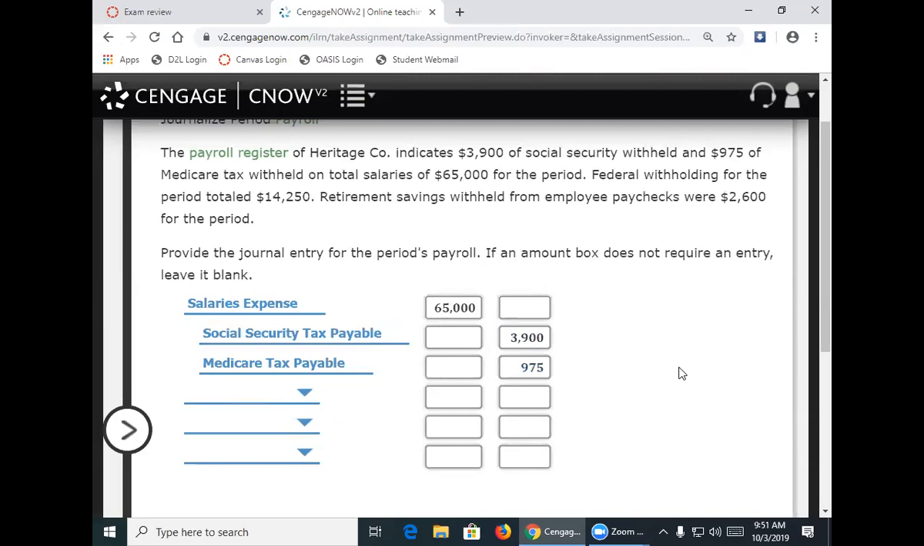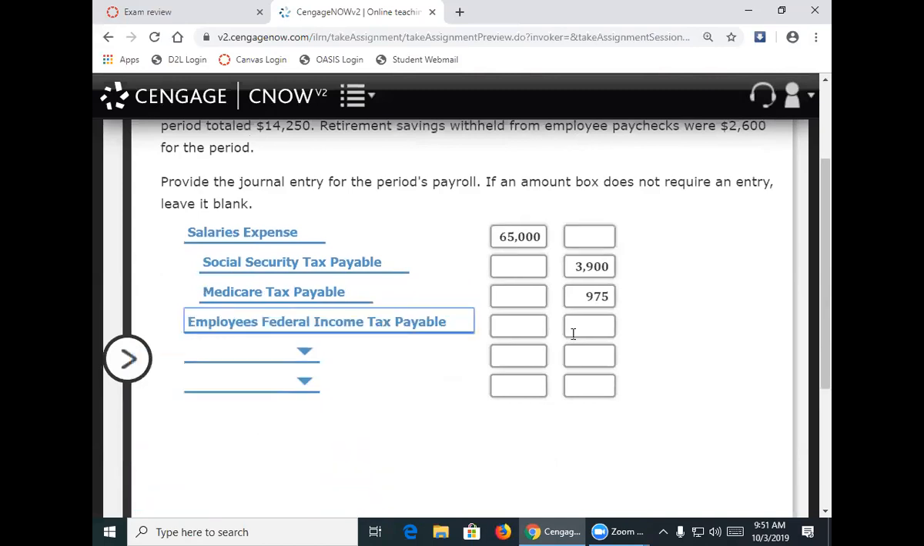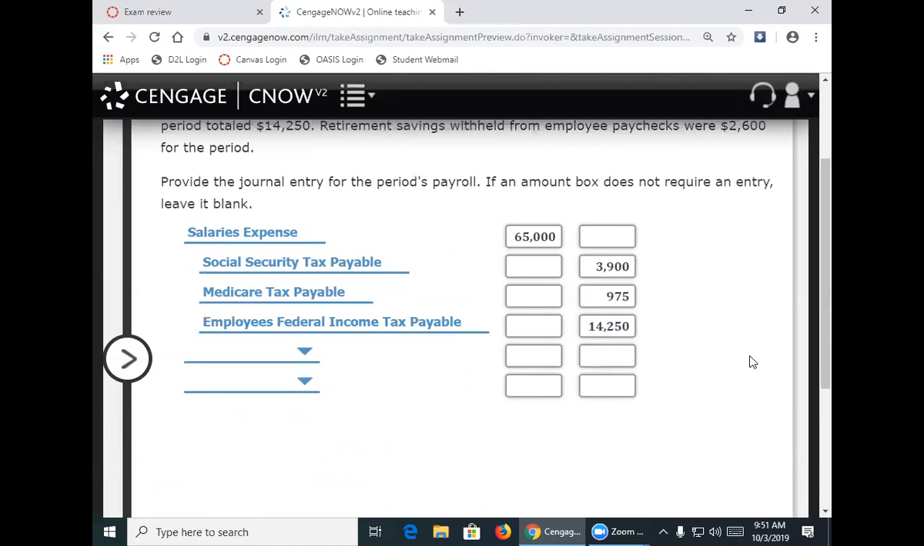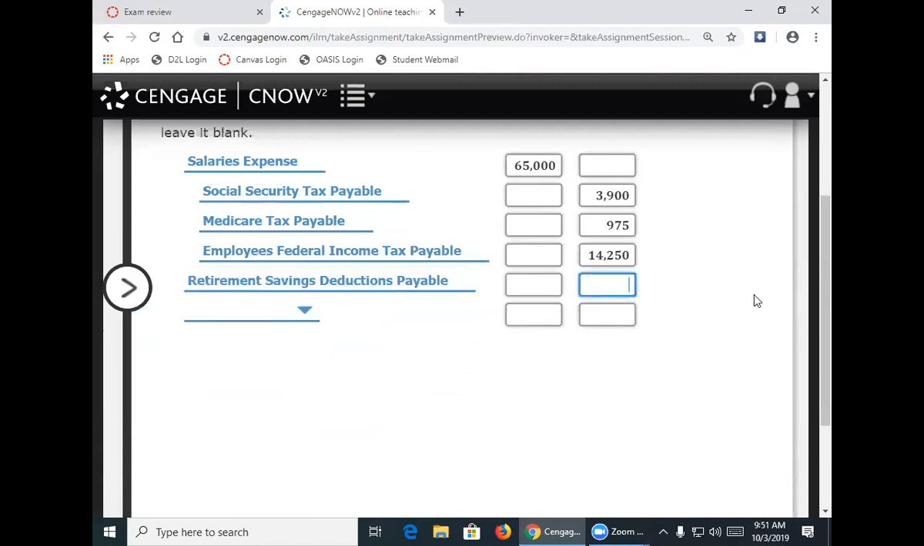What's the next one? Employees' federal income tax payable. And again, they gave us that at $14,250. And what's the next one? Retirement savings deductions payable. A lot of words there, right? $2,600. So again, those are all credits to payable accounts, to liabilities.